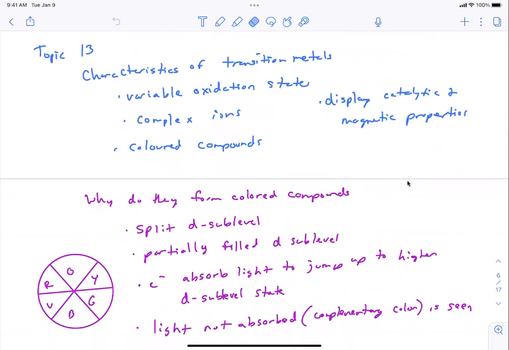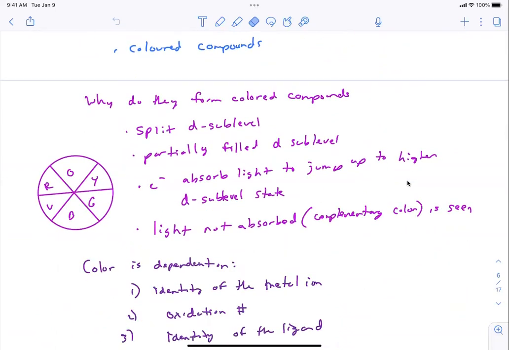Characteristics of transition metals. Variable oxidation states. They form complex ions. They form colored compounds. They display catalytic and magnetic properties as well. So why do they form colored compounds? Well, the split d sublevel is formed when ligands bond with them, and when you have a partially filled d sublevel, there are electrons that can jump up to the other part of the split d sublevel and absorb light. The light that isn't absorbed, you see as a complementary color of the solution itself.